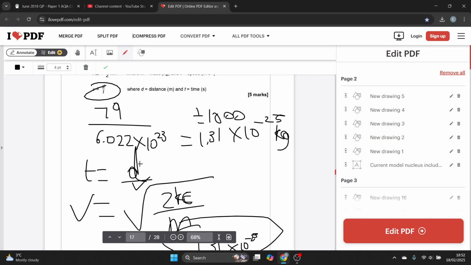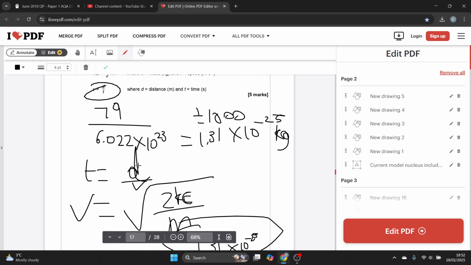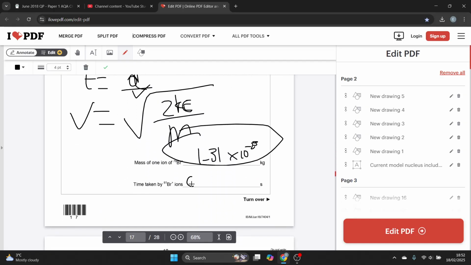So now I use the square root of 2KE, 2 times my answer, divided by the mass of the 81Br+ ion: 81 divided by 6.022 times 10 to the power 23 times 1000. That's the velocity. Then the time is the distance, 0.95 metres, divided by the velocity, and I get 6.777 times 10 to the power minus 4 seconds.